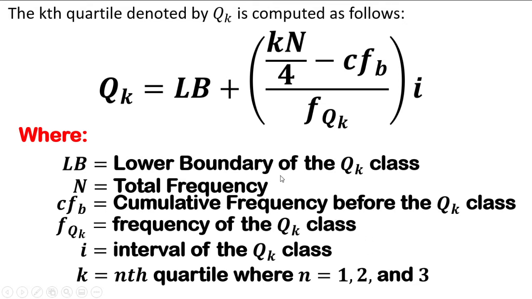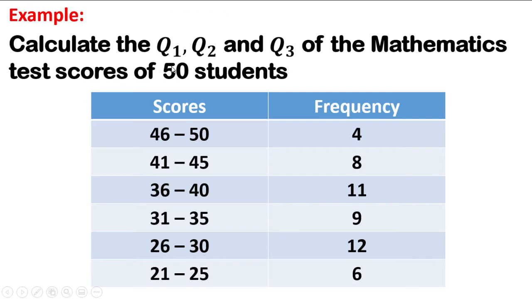Okay, let's have an example. Say, calculate the first quartile, the second quartile, and the third quartile of the mathematics test scores of 50 students. So, given the table, we have 2 columns. The first one is for the scores from highest interval to the lowest interval. So, we have 46 to 50, 41 to 45, 36 to 40, 31 to 35, 26 to 30, 21 to 25. Now, on the next column, we have the frequency.